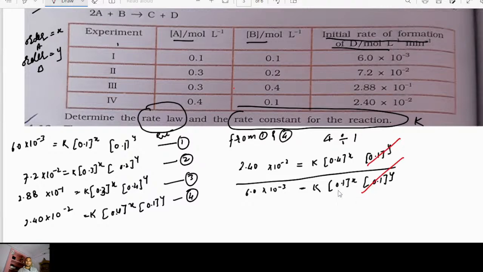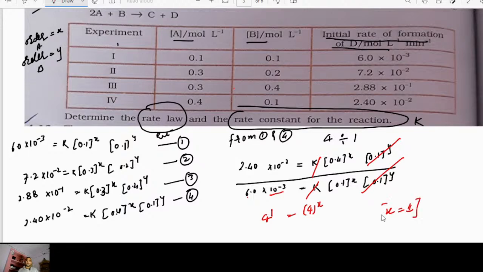This cancels out. Now you send this 10 power 3 to the numerator, so plus 3 means it is 10. So 24 by 6, 6 times 4 is 24, so 4 is coming here. K cancels out, 0.1 and 0.4 cancel out. So it will be 4 power X, and here the power is 1. So X is equal to 1.